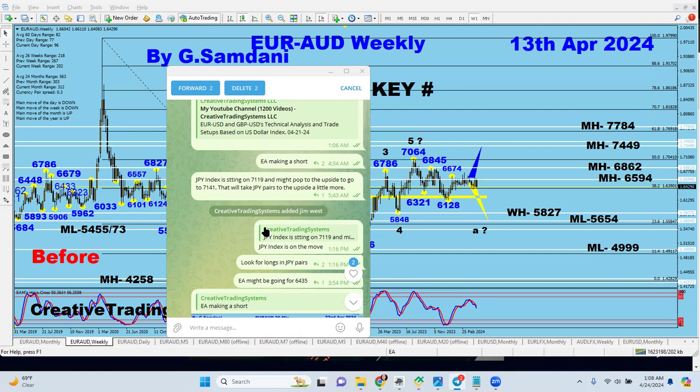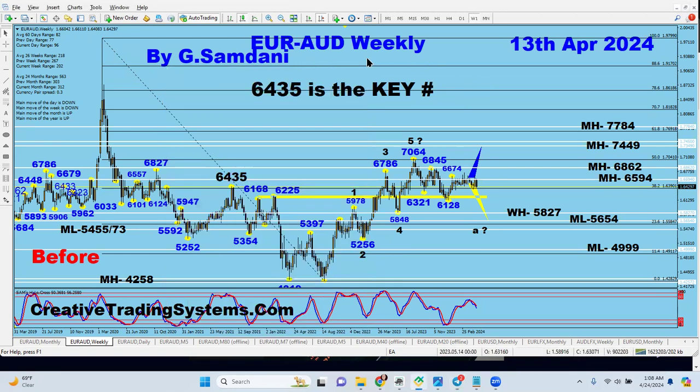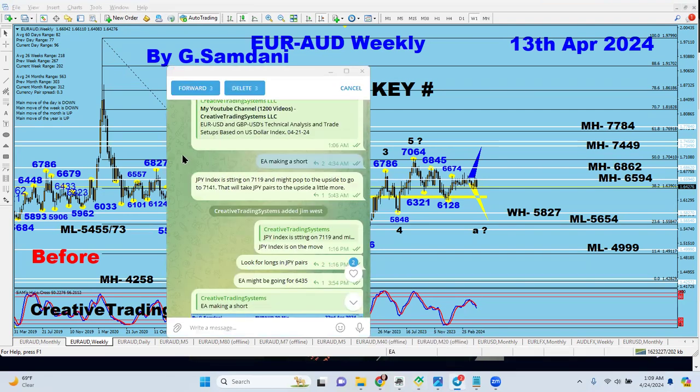So now this one, for example, what happened here is that once I have this Euro Aussie weekly chart and I determine the direction, I do webinars and tell my subscribers this is what you expect on this pair. It's going to go down or up. Then I say if it stays below this level and we get the short setup, we'll take a short. Or if it goes above this level and we find a long setup, we will take it. So EA was making a short, and then I took this short as well.